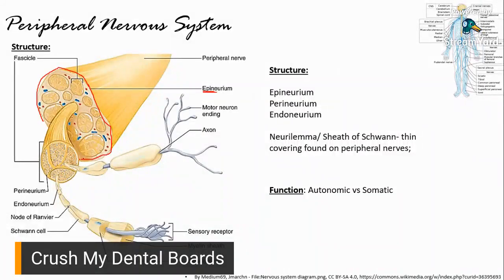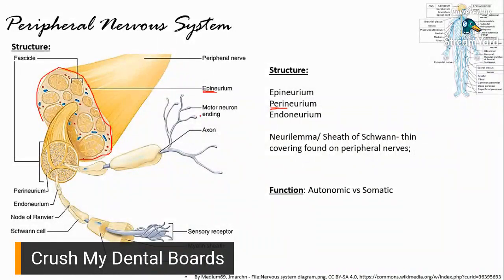Okay? So when we say nerve, it's not a neuron. Okay? It's not just one. I mean, it's a bunch of them. So epineurium would be the final coating of your entire peripheral nerve. That's your epineurium.